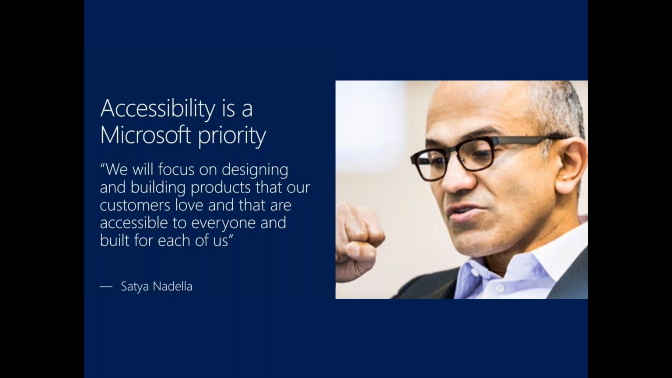And when he made this tweet that I saw, it says, "Accessibility is a Microsoft priority. We focus on designing and building products that our customers love, and that are accessible for everyone and built in for each of us." And that is so true. When I show you what is now built into Microsoft Word, both online and on desktop, we can really use it to help and support our students, mainly in the areas of SEN, but also in that wider concept it is.